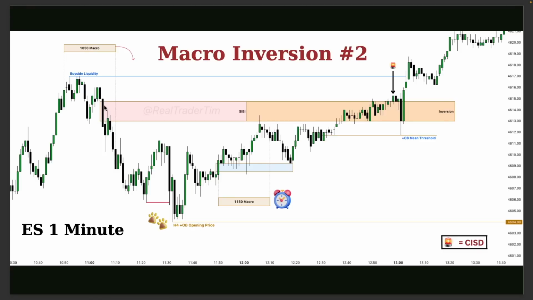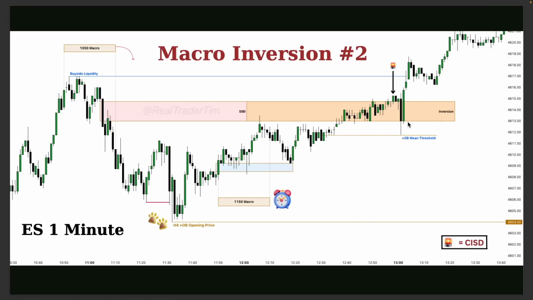So this SIBI was utilized by the algorithm initially to send us lower to our key reference point, which is our 4-hour bullish order block opening price. So that was the initial state of delivery. That was initially what this fair value gap was utilized for. The change in the state of delivery here is this closure above that SIBI, making it an inversion. That is your high probability inversion.